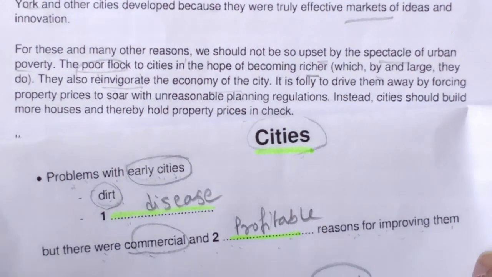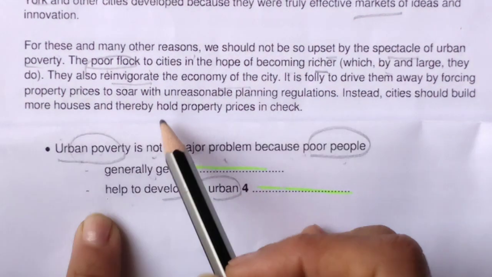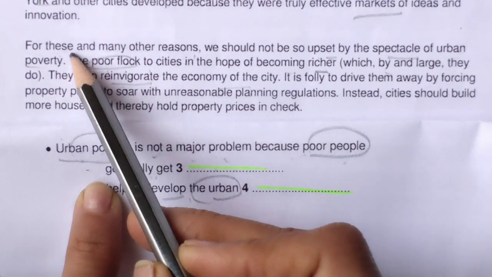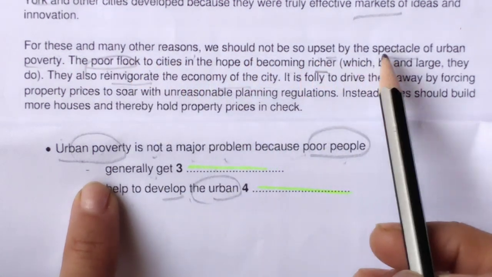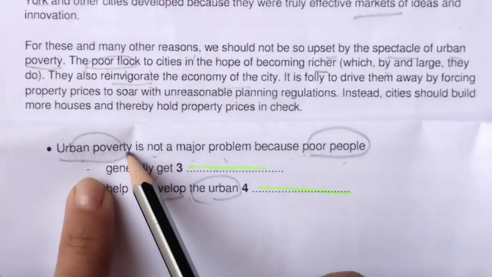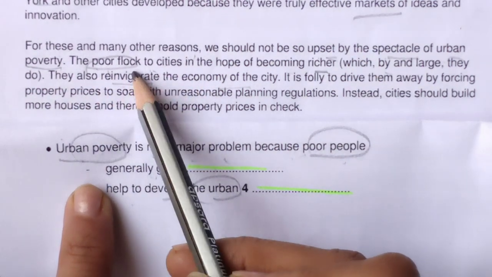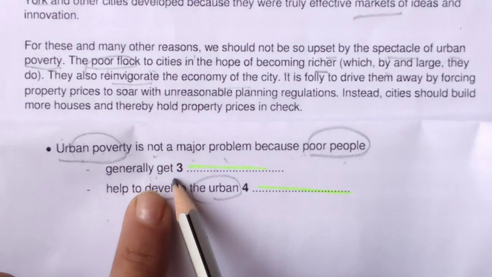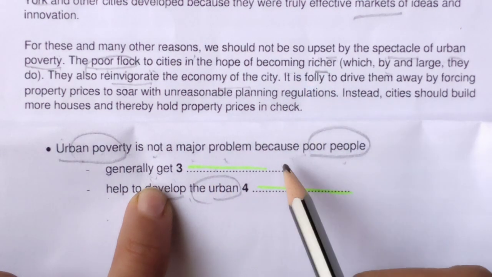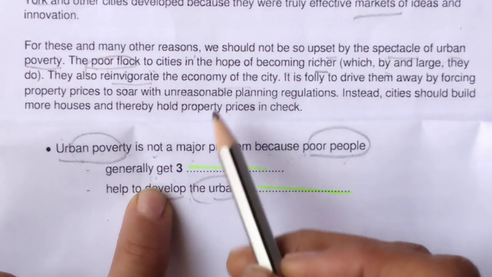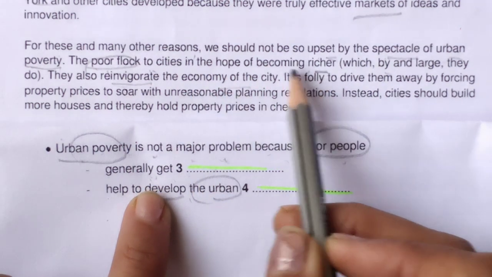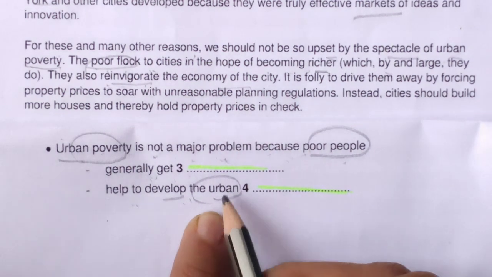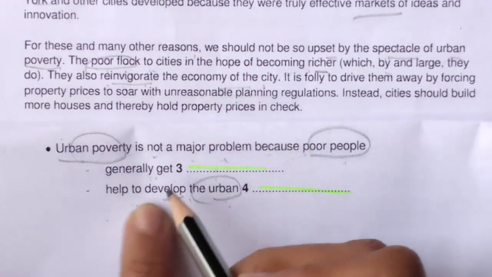so let me fold the paper. Here they are talking about urban poverty. For these and many other reasons, we should not be upset by the spectacle of urban poverty. The word is here: the poor flock, meaning poor people, to cities in the hope of becoming rich. Because poor people in the hope of becoming richer also help the economy of the city, to develop the urban, meaning city, economy. So here, help to develop the economy.